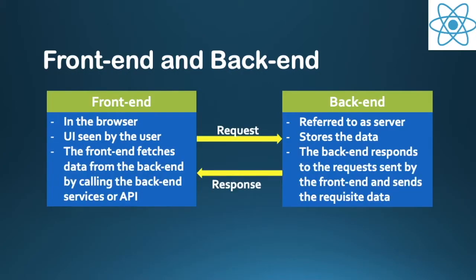Now the front end fetches data from the back end by calling the backend services or API of the server. So the front end makes a request to the backend, and the backend responds to the requests sent by the front end and sends the requisite data. So when I log in, it will validate, it will tell me whether my login was correct or not. Then it will get my emails in the case of Gmail. So all that data is stored on the backend, and the front end has requested it, and the response it gets from the backend is what it displays.